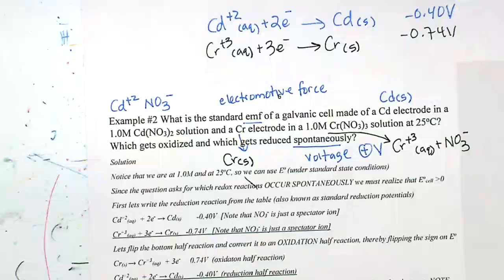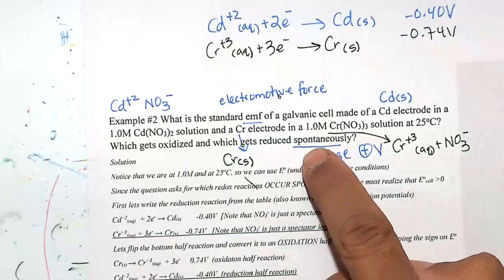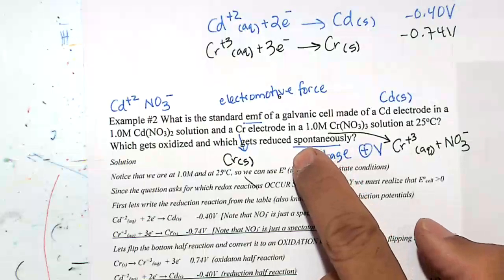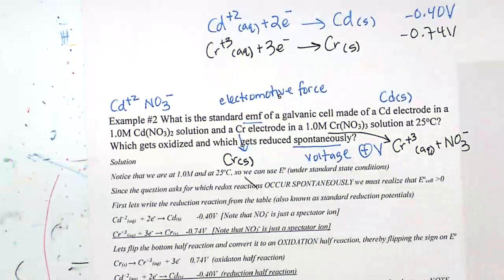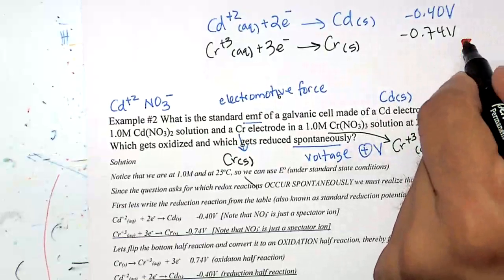But remember, what makes a battery? Cathode and the other one? Anode. So which one am I going to flip to make it an anode? Top one or bottom one? Yeah, we're going to flip the bottom one. This is the only way we can get a positive voltage, and a positive voltage means spontaneously. So we will flip the bottom half reaction.